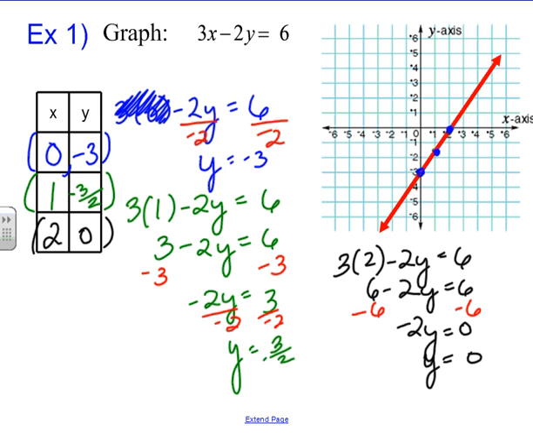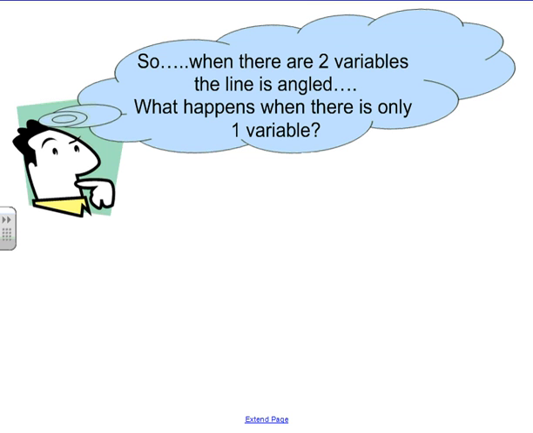Okay, so let's put a little bit of thought to something here. When there are two variables, the line's angled. That means we have an x and a y, and we're going to have an angled line, whether it goes up or it goes down. So what happens when there's only one variable? That's what we're going to work on right now.